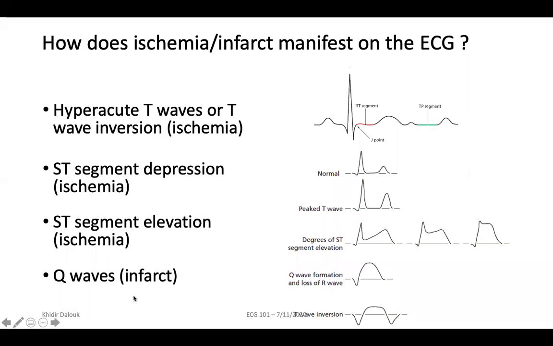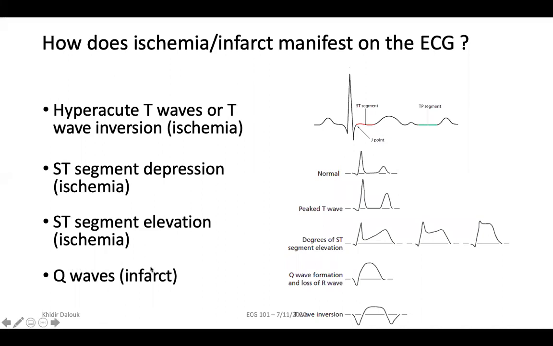T waves, if they are inverted, have to be inverted in 2 contiguous leads before calling them significant, because it's common sometimes in certain leads, especially V1 and lead 3, to find inverted T waves. So these are not abnormal. Pathological T waves are when there are inverted T waves in 2 contiguous leads.